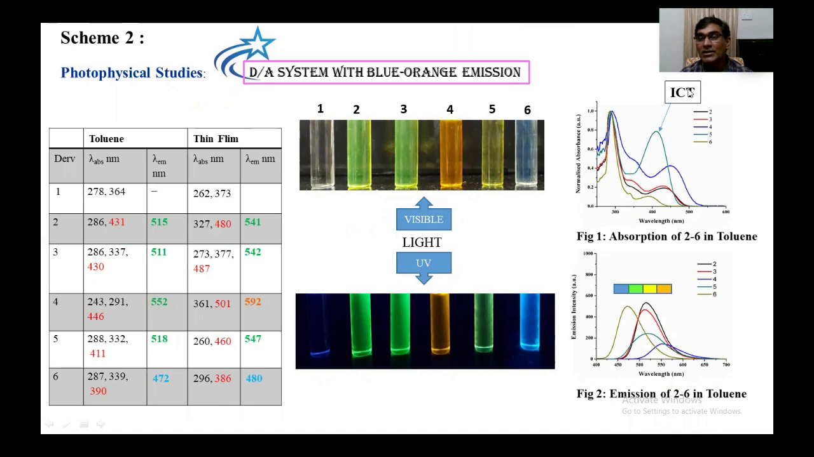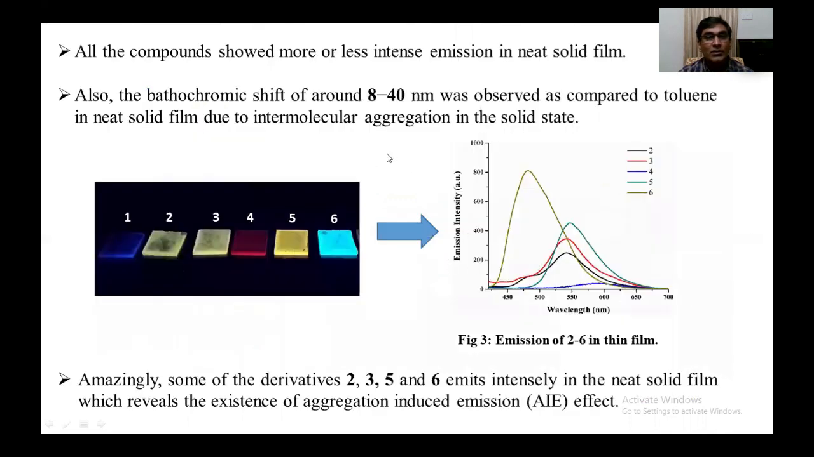Now all these compounds show more or less intense emission in the neat solid film, and a bathochromic shift of around 8 to 40 nanometers was observed compared to toluene in the neat solid film, because of intermolecular aggregation of these molecules in the solid state. Now molecules 2, 3, 5 and 6 show good emission in their neat solid film, which reveals the existence of the aggregation-induced emission effect in these molecules. You can see here this emission plot in solid film or thin film.